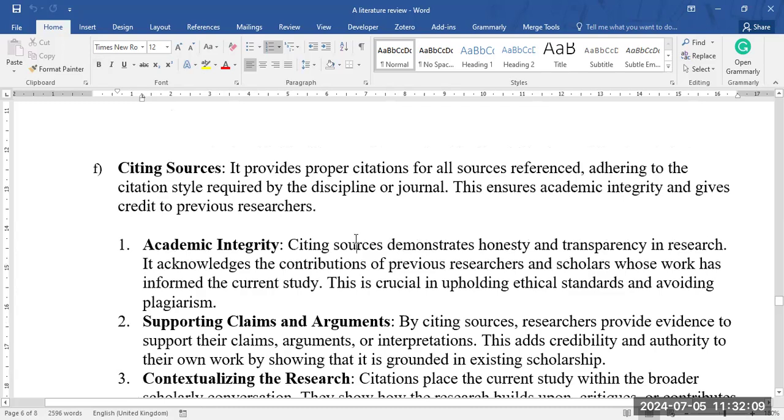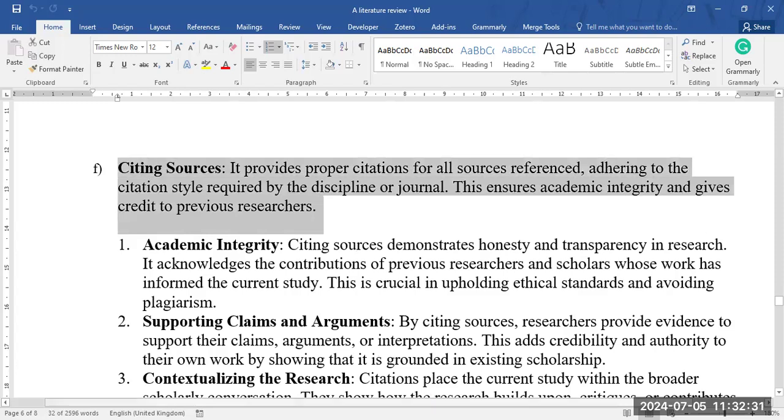Right, now we are moving to the important part, citing sources. It provides a proper citation for all sources referred according to the citation style required by the discipline or journals. So this ensures academic integrity and gives credit to previous researchers. Sometimes this is new to you, but actually you should follow this practice as an academic student, right?